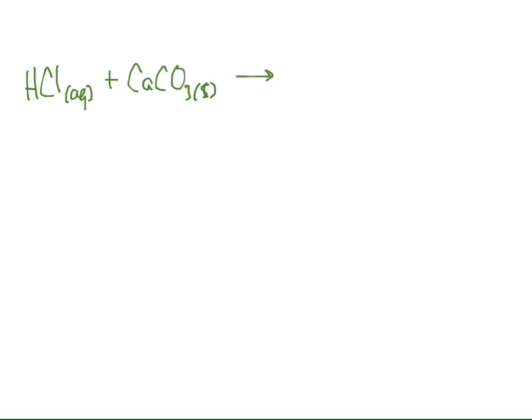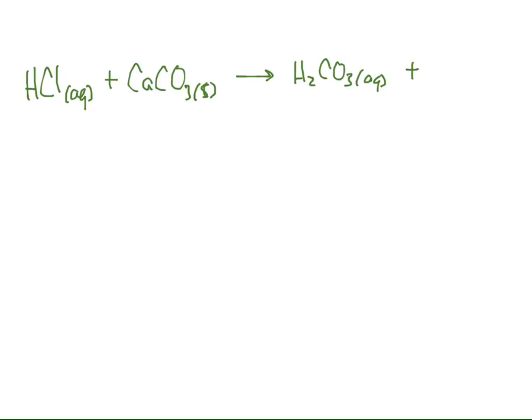What's the charge on hydrogen? +1. Actually 1 plus, but what's the charge on carbonate? 2 minus. So yes, 1 plus, they would have to make H2CO3. Right? That would be the first one.